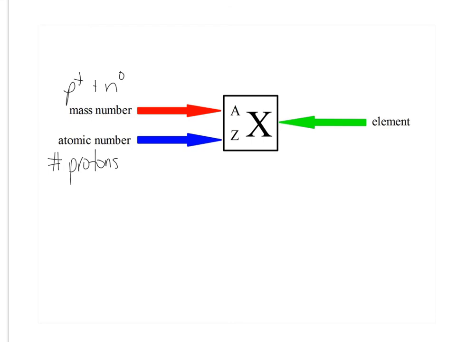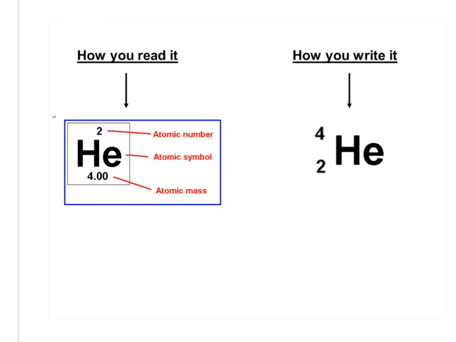never ever changes. Now, in a neutral atom, it's also the number of your electrons, but that's in a neutral atom, and we'll talk more about that in the next video. And then the X is whatever your element is. So this is how you read it on the periodic table, but this is how you write it. So if you notice, it's flipped, and this is the mass number. It's the rounded version of your atomic mass.